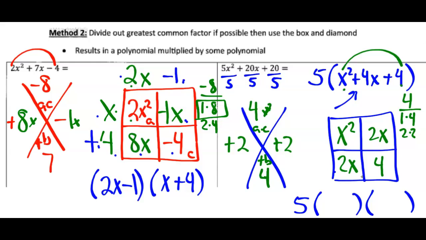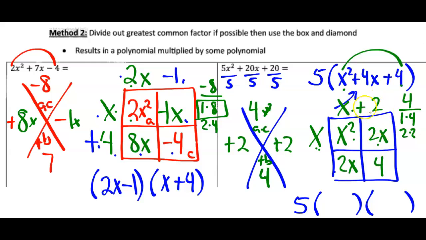Okay? So when I take out, what can I take out going up? I can take out an x. What can I take out going to the left? I can take out an x. x times x gives me x squared. x times what gives me 2x? 2.